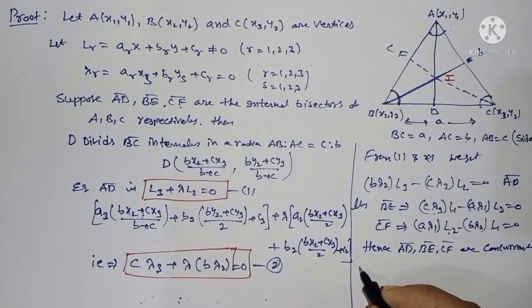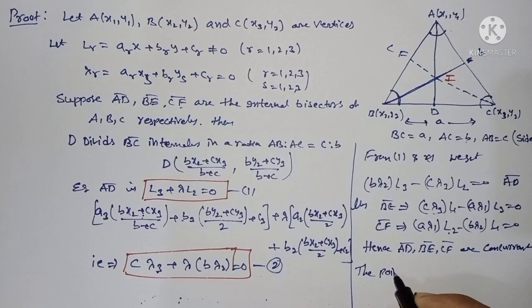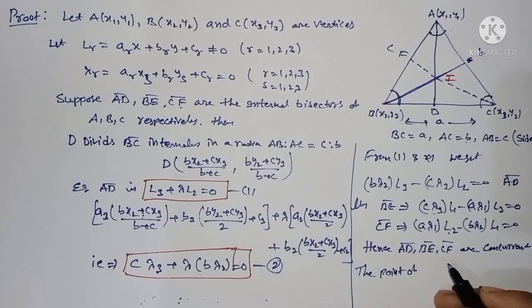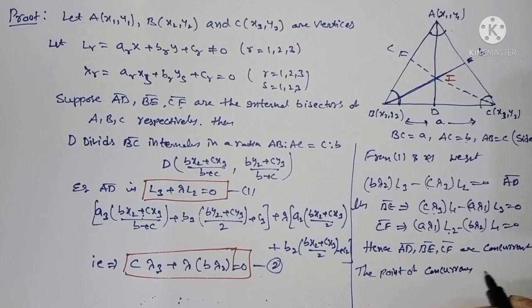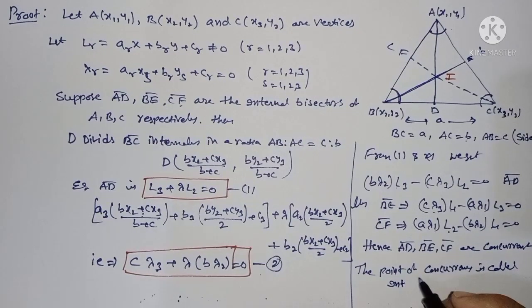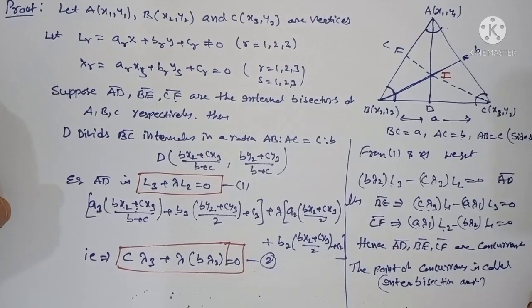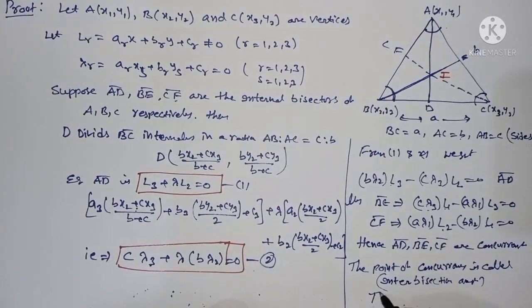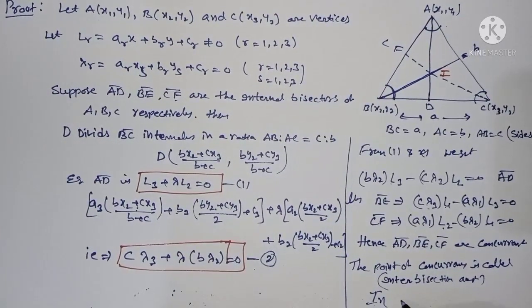The point of concurrence of the internal bisectors of the angles is called what do you call here? Incenter. Incenter.